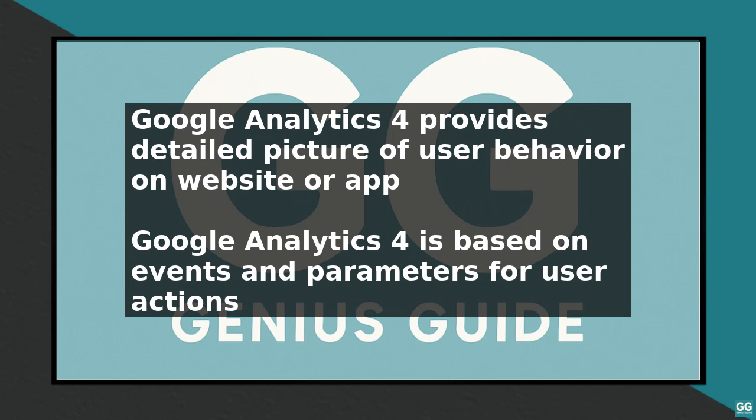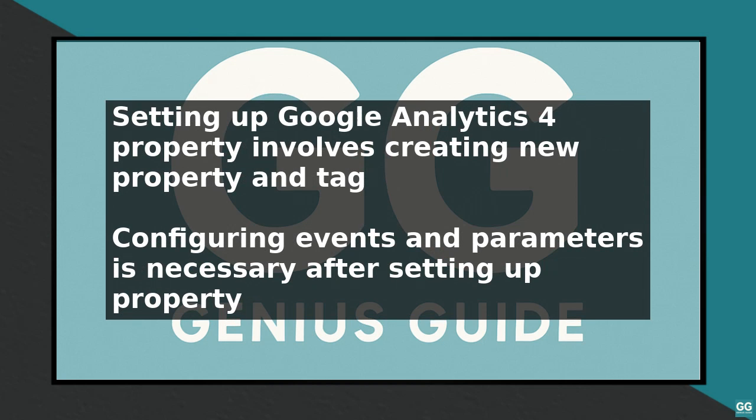Google Analytics 4 is based on events and parameters. An event is an action that a user takes on your website or app, such as clicking a button or filling out a form. Parameters provide additional context about the event, such as the category of the button that was clicked. The first step is to set up your Google Analytics 4 property.